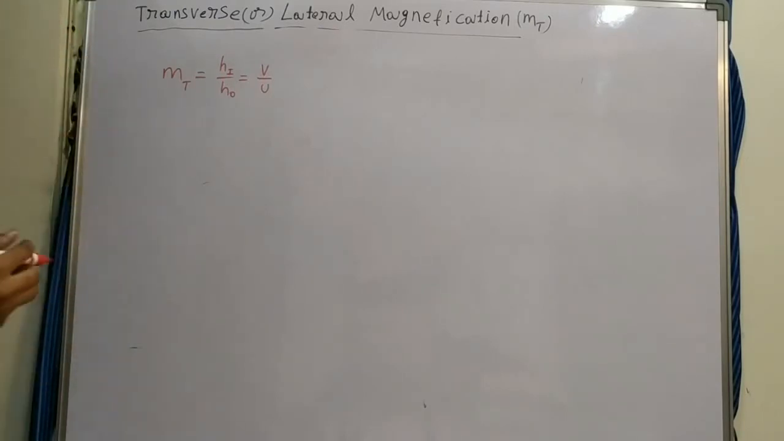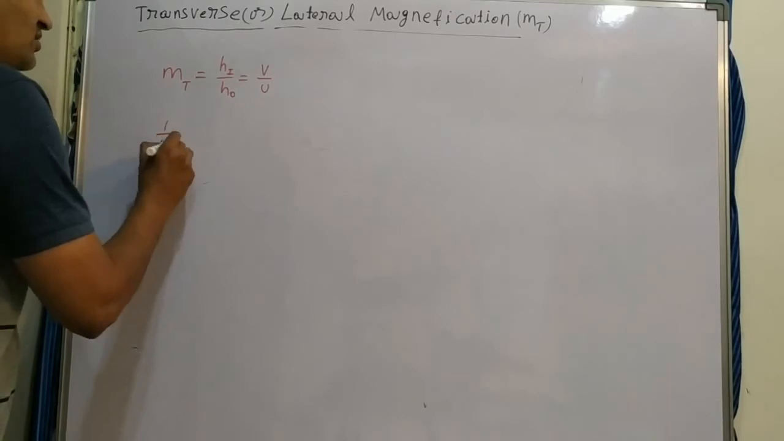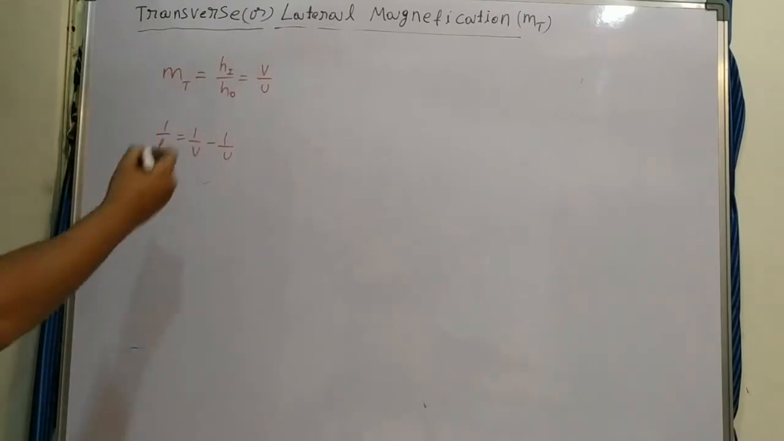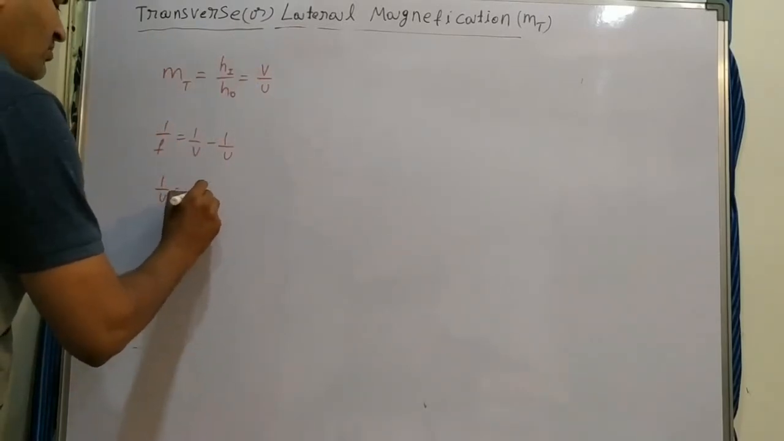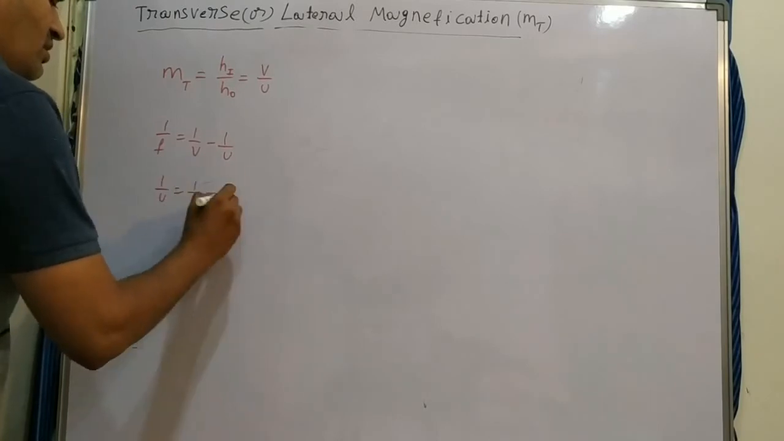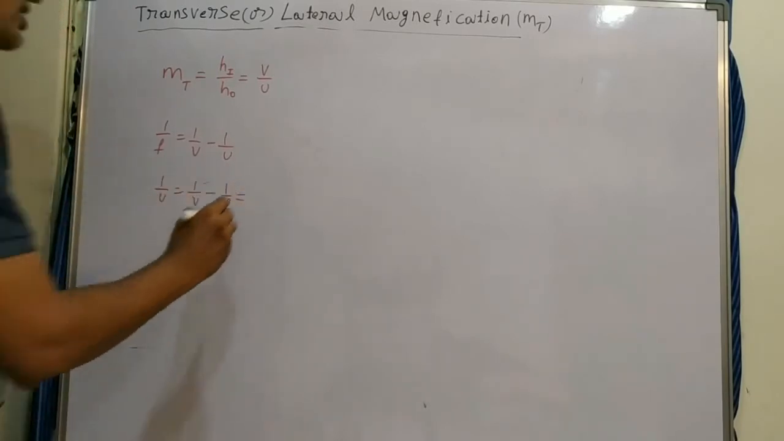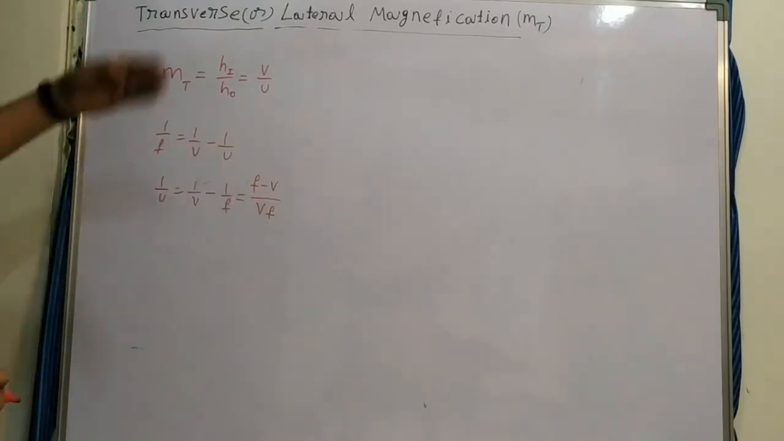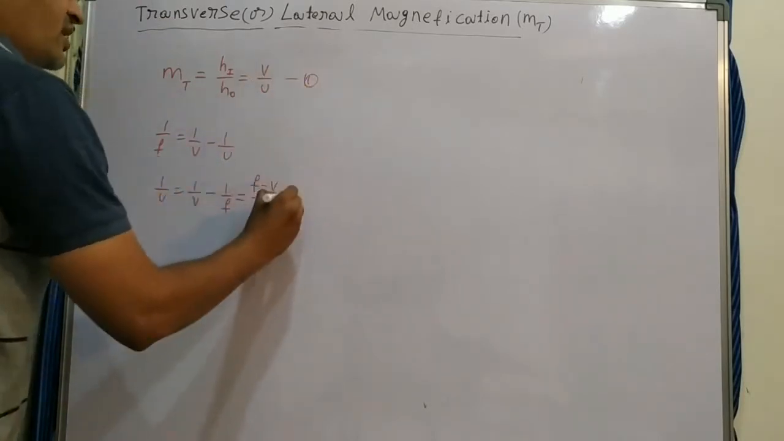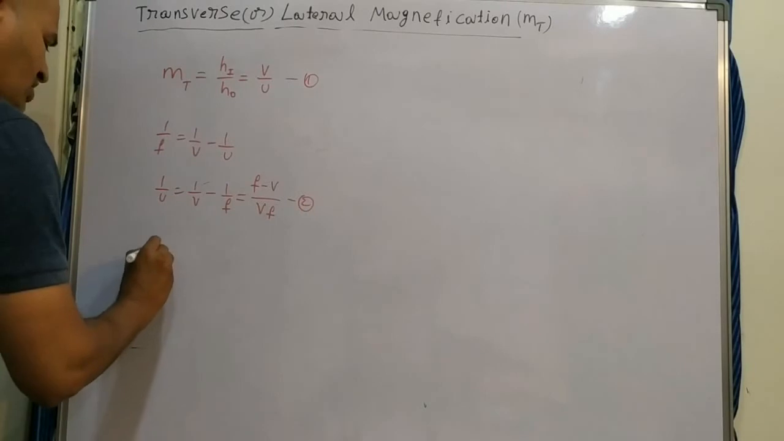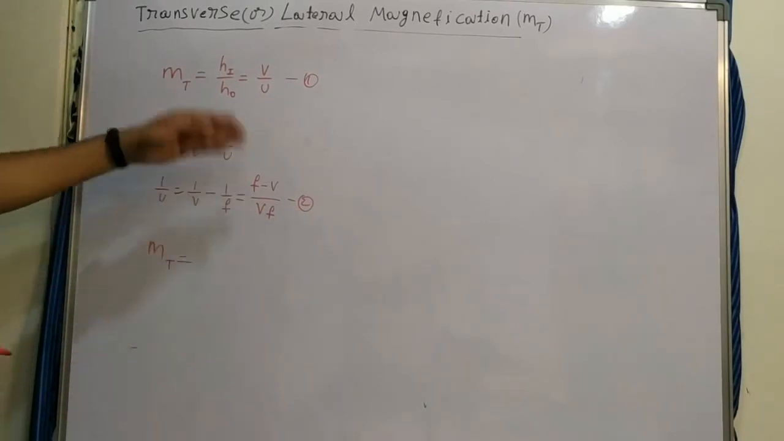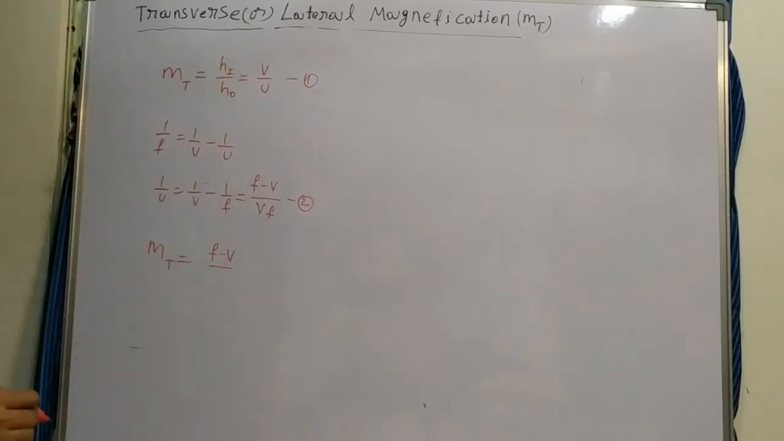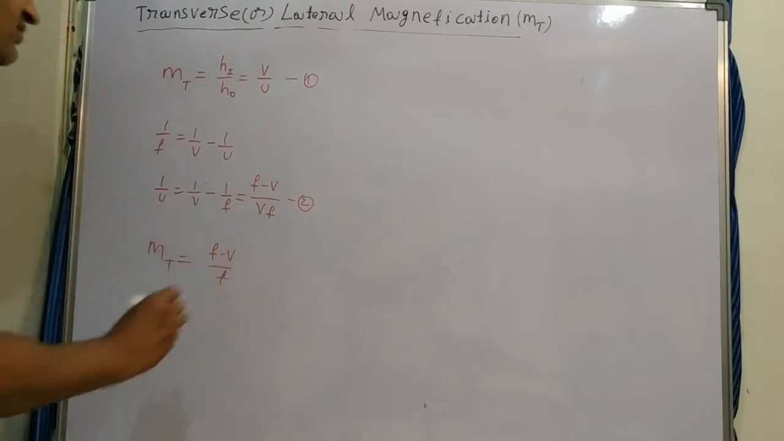In another way we can also write this value, because 1 by f is equal to 1 by v minus 1 by u. From this calculate 1 by u and put in this equation. What do you get? 1 by u is equal to 1 by v minus 1 by f, we can write with LCM as (f minus v) by vf. So from equation 1 and 2, m transverse is equal to f minus v by f, v gets cancelled here.